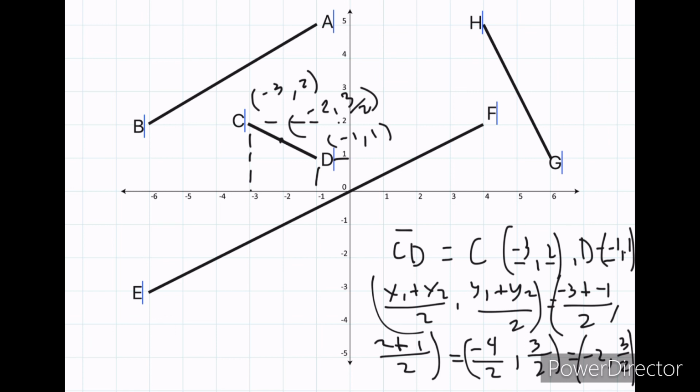So that's how to solve for the midpoint of a line between two points using the midpoint formula. I hope that you've learned a lot.